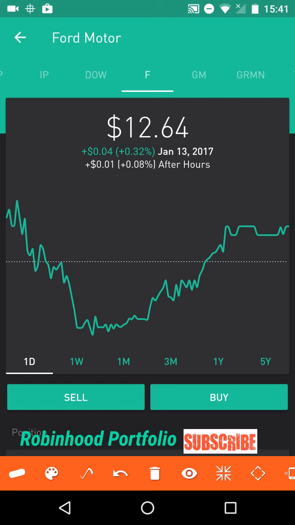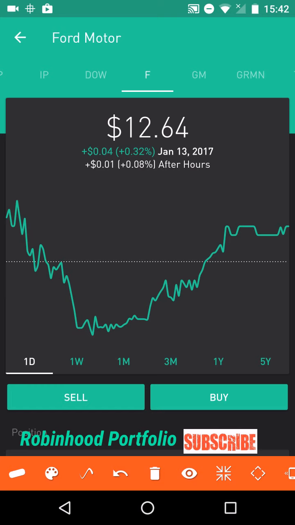So the technical analysis I use is the moving average. Moving average is pretty simple to understand. It's a way of trying to filter out some of the noise and random price fluctuations in the price of a stock to predict where the stock is going.